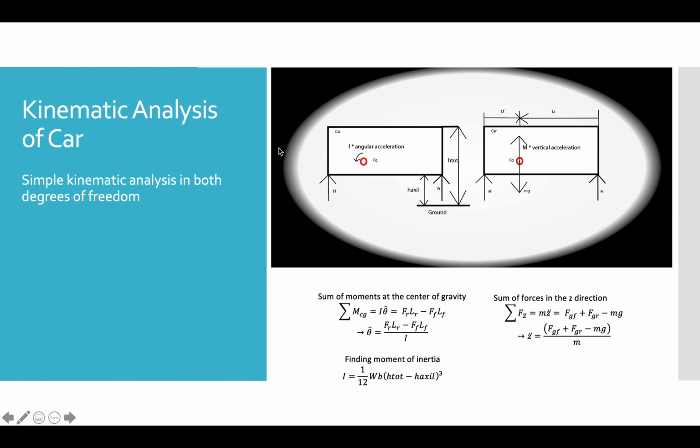Finally, we will look at the car with kinematic analysis. We will sum the moments of the car at the center of gravity. This is equal to moment of inertia times angular acceleration, or the moments of each force acting on the car. The moment of inertia can be solved for using this basic equation here, where h tot equals the total height and h axle equals the height of the axle, meaning that we're accounting for the main mass square of the car. To find the z acceleration, we simply do a summation of forces in the z direction equation.